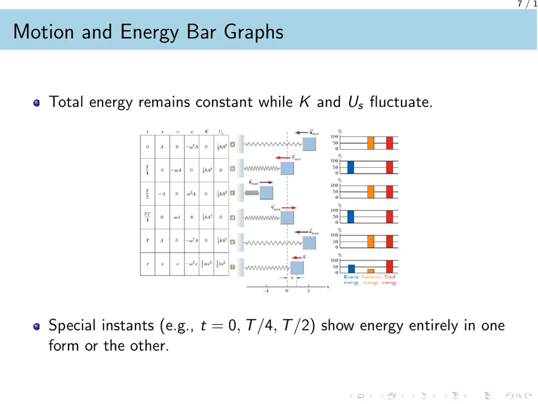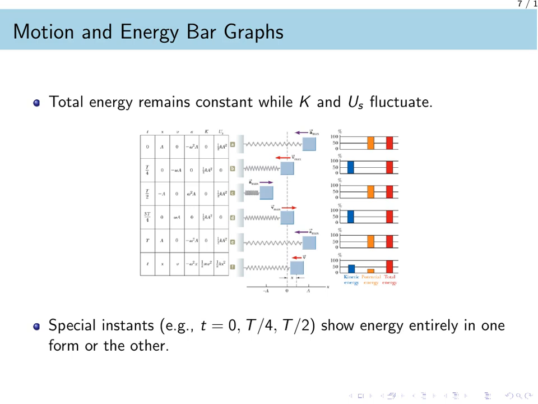cycle. At the start of a cycle, or at the half-period mark, the block is at its maximum displacement where it momentarily stops. At these instants, the kinetic energy bar is at 0, while the potential energy bar is at 100% of the total energy. When the block passes through the equilibrium point, at 1/4 or 3/4 of the period, it moves at its maximum speed. Here, the potential energy is 0, and the kinetic energy accounts for the total energy.